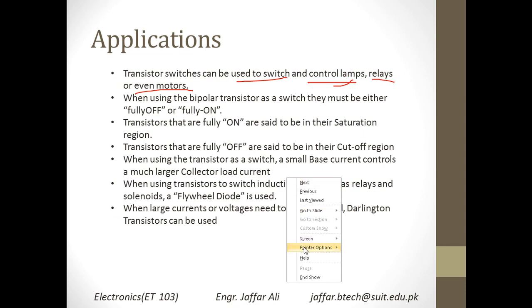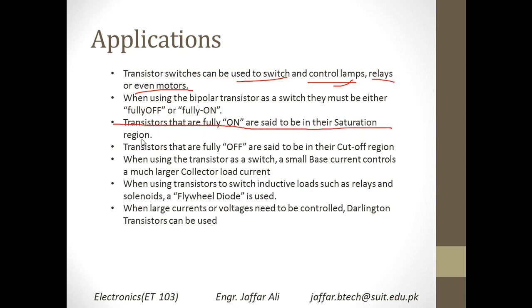So transistors are fully turned on in the saturation region, and they are fully off in the cutoff region. This is the summary. While using a transistor as a switch, a small base current controls a large collector current. You know that if you increase a small base current, a large current flows from the collector to the emitter, so the collector current, the load current, will be greater.